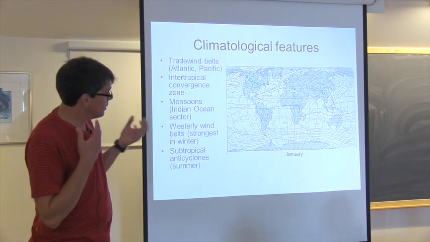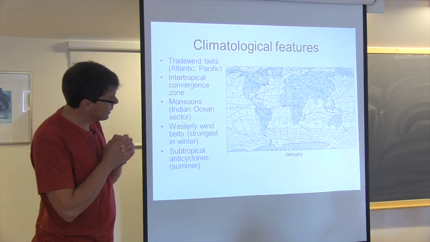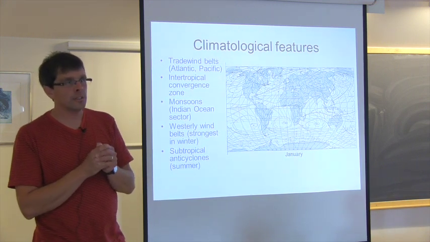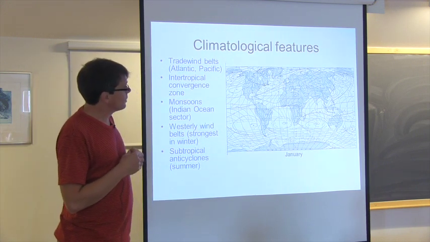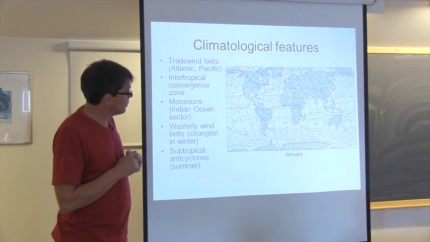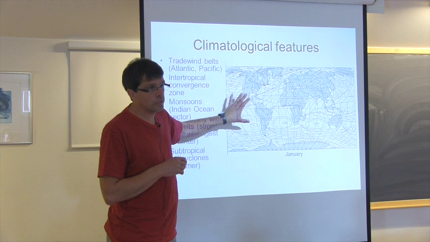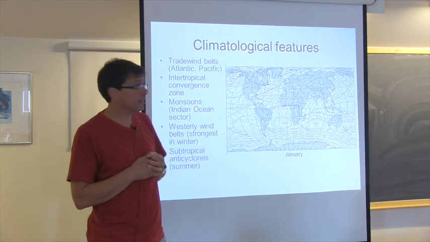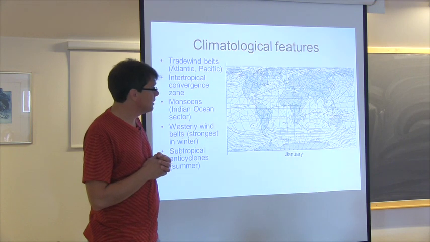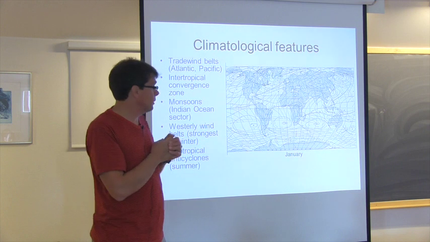So if you now just summarize the large scale circulation and what that does to the wind fields and thereby importance to the climatological features of the planet. This is a map, a very old map for the month of January. It says something about winds close to the surface of the planet. And now we can see some things from these very idealized figures I showed a few minutes ago.